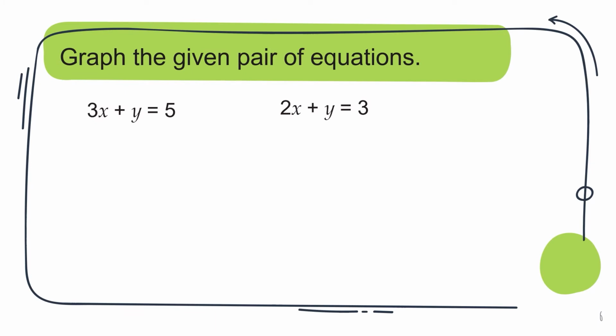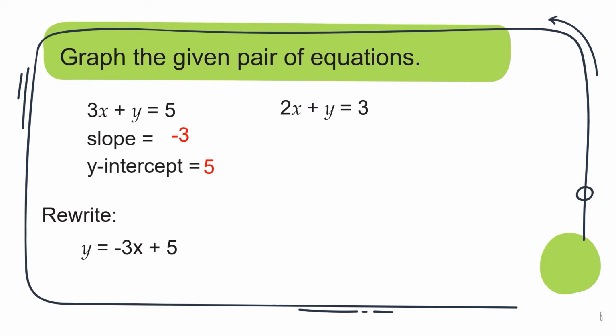There are different ways on how to graph the given pair of equations, but for today, we're going to use slope and a point. So we need the slope-intercept form. Rewriting the given 3x plus y is equal to 5, that will become y is equal to negative 3x plus 5. The slope will now be negative 3. And the y-intercept is 5.